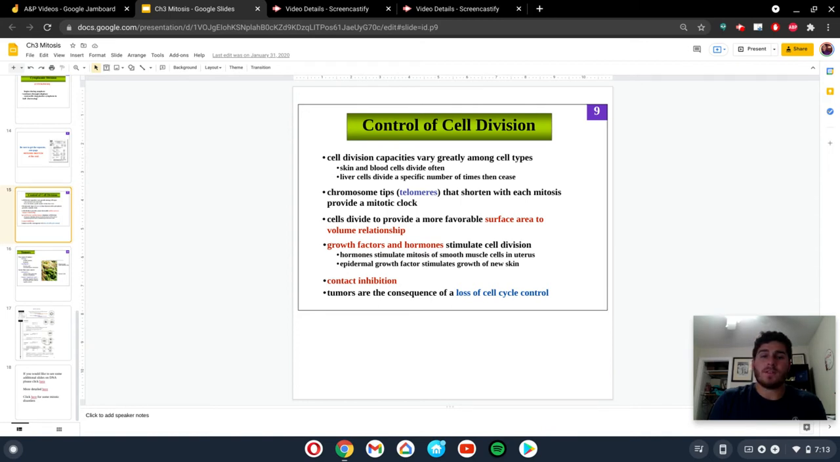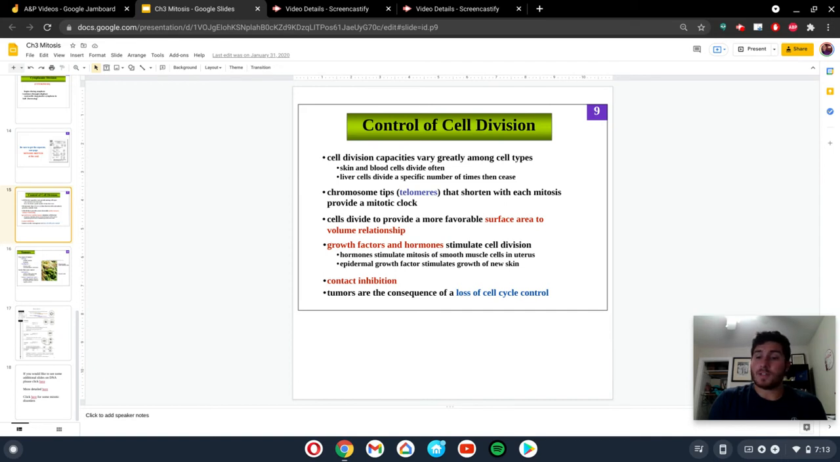So with that said, cell division capacities vary greatly among cell types. The first thing to keep in mind is it really depends on the cell. Skin and blood cells are going to divide very, very often, whereas things like your liver cells divide a few times and then just stop. There are studies showing that it's not necessarily permanent in all organs, but still, it really does depend on the cell we're talking about. So some cells will go into G0 and stay there. Again, G0 being the pause button.